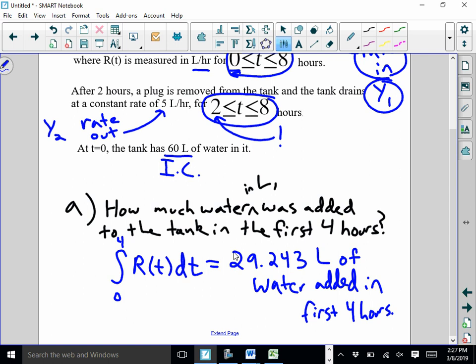I couldn't care less about the initial condition, because no matter how much water was in there, that doesn't matter to begin with. This is how much simply I added to the tank. Okay? I didn't need to care about my initial condition there. Next question.